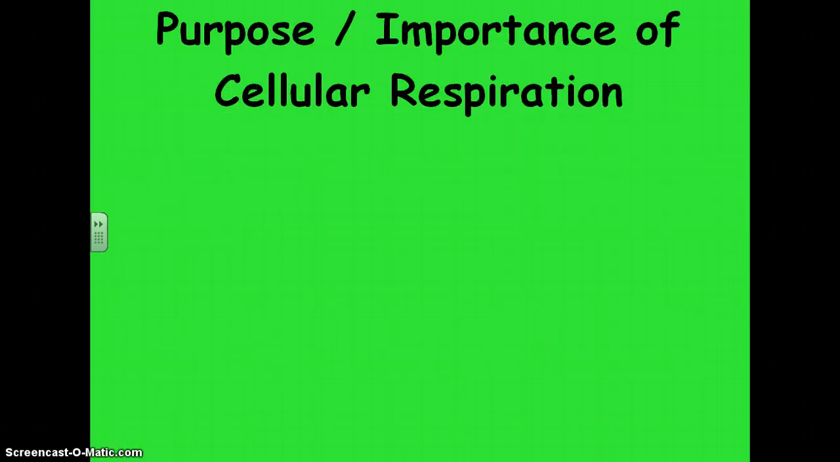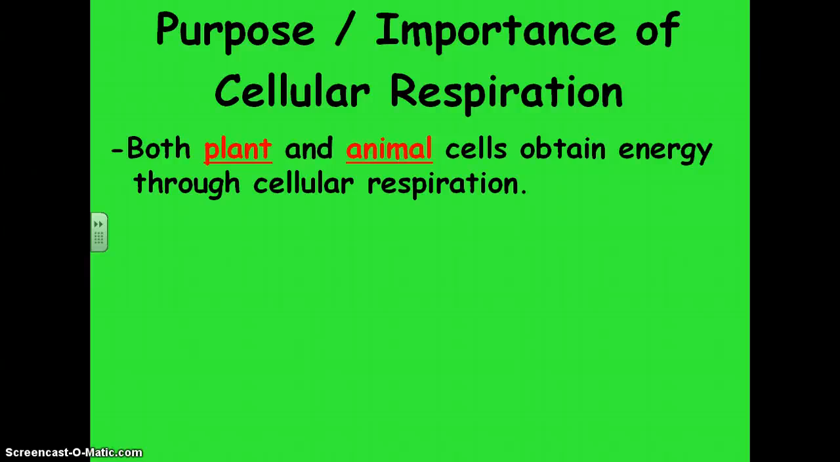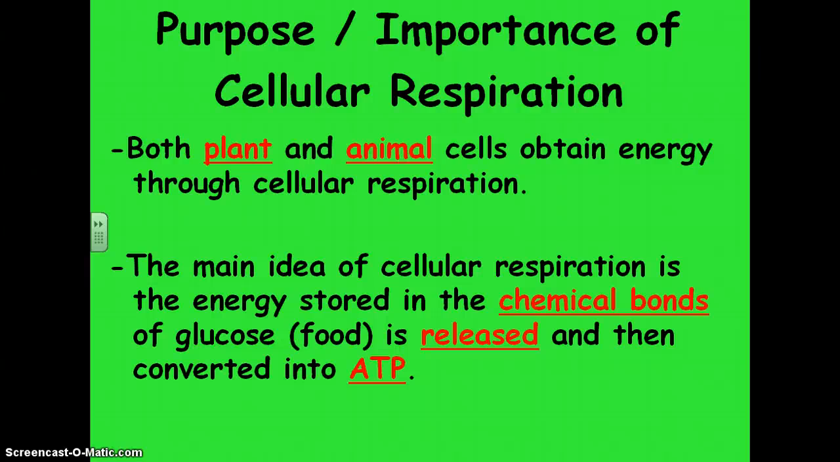So why are we talking about cellular respiration, and why is it important? Both plant and animal cells get energy through this process called cellular respiration. Fungi and other things get it as well, but we're really talking about plants and animals here. The main idea of cellular respiration is that the energy stored in the chemical bonds of glucose, and glucose is like carbohydrates, remember that's a monomer of a carbohydrate, is released and then converted into ATP. So when we break down the glucose, we release its energy and the body converts that energy into ATP.